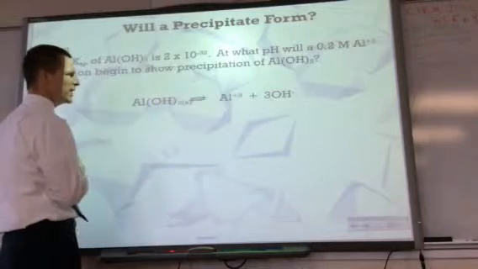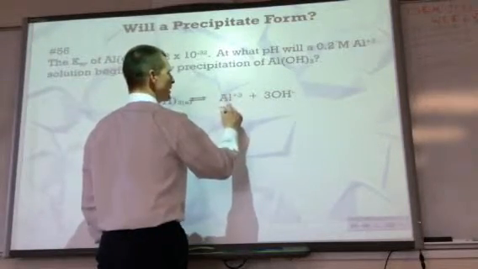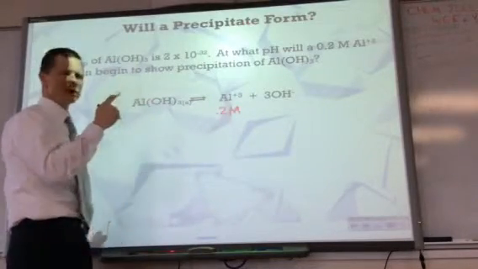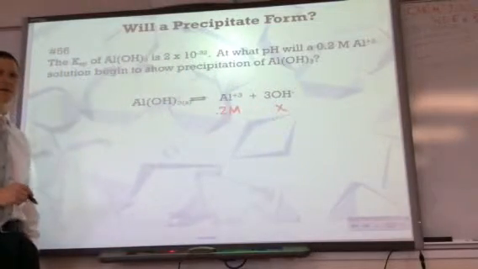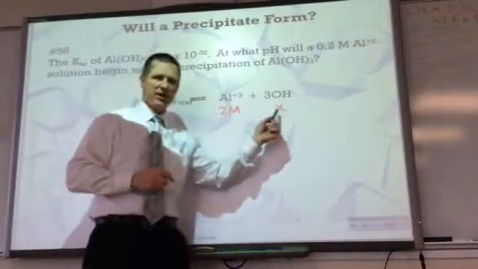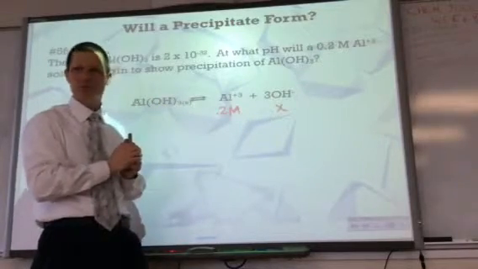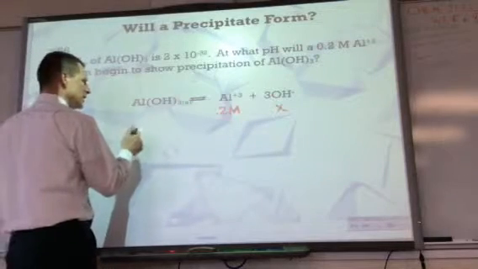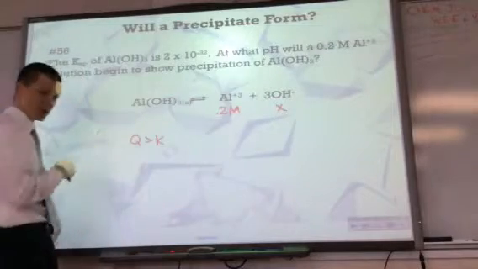The chemical equation is written like this: solid on the left, ions on the right. Aluminum concentration is given to us, 1 sig fig. We don't know the hydroxide concentration, just call it X. And the question is, what does that X value have to be so that this reaction will just start to produce the precipitate? Will it shift to the left? In order to make a precipitate, Q has to be greater than K so that the reaction actually shifts left.